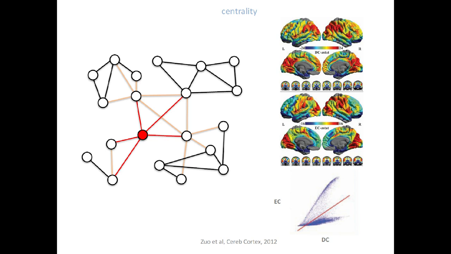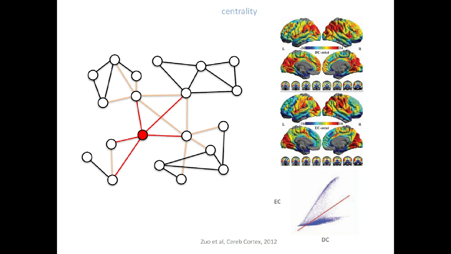And these two measures are correlated. Degree and eigenvector centrality are correlated to some extent, but not perfectly, so they give you different information. So this was analysis looking at voxel-wise networks in fMRI. They plotted the scatter plot between eigenvector centrality and degree centrality. So you can see there's sort of two clusters of nodes.